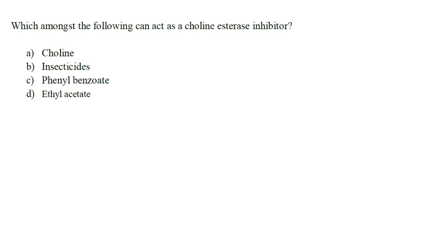Next question: which among the following can act as a cholinesterase inhibitor? Choline, insecticides, phenyl benzoate, ethyl acetate. And let's see, the answer B is correct.